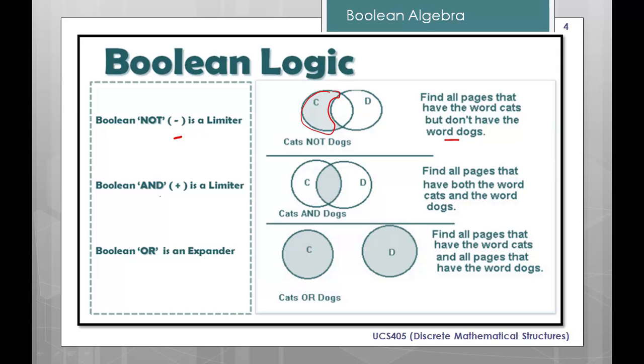Next is and, which is denoted by a dot. Now see, find all pages that have both the word cats and the word dogs. See, this is the portion only. Boolean or, find all pages that have the word cats and all pages that have the word dogs. So it is denoted by plus, cats or dogs. So these are the portions.